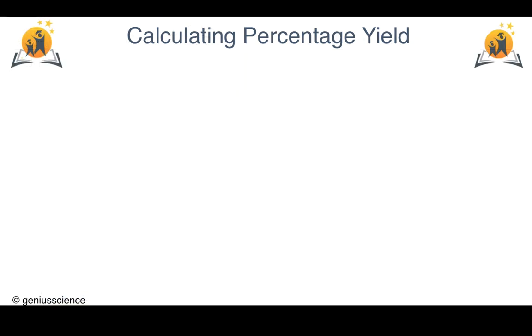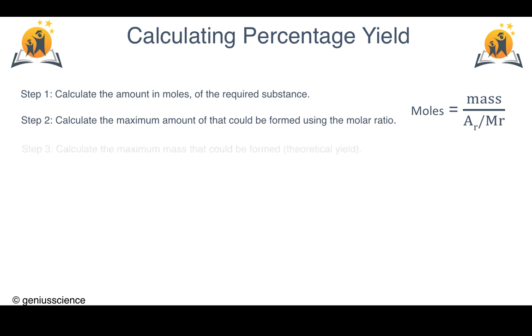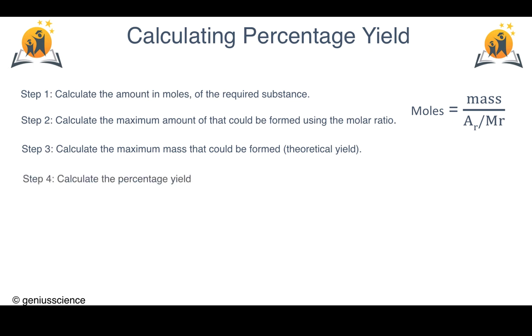Calculating percentage yield actually involves multiple steps. So let's run through them. Step one, we calculate the amount in moles of the required substance. And we do that using moles equals mass over relative atomic or relative formula mass. Step two, we calculate the maximum amount that could be formed using the molar ratio. Step three, we have to calculate the maximum mass that could be formed. That's the theoretical yield. And finally, step four, we calculate the percentage yield using the formula that we have just gone over. Now we're going to go on and apply this method to some typical exam style questions.